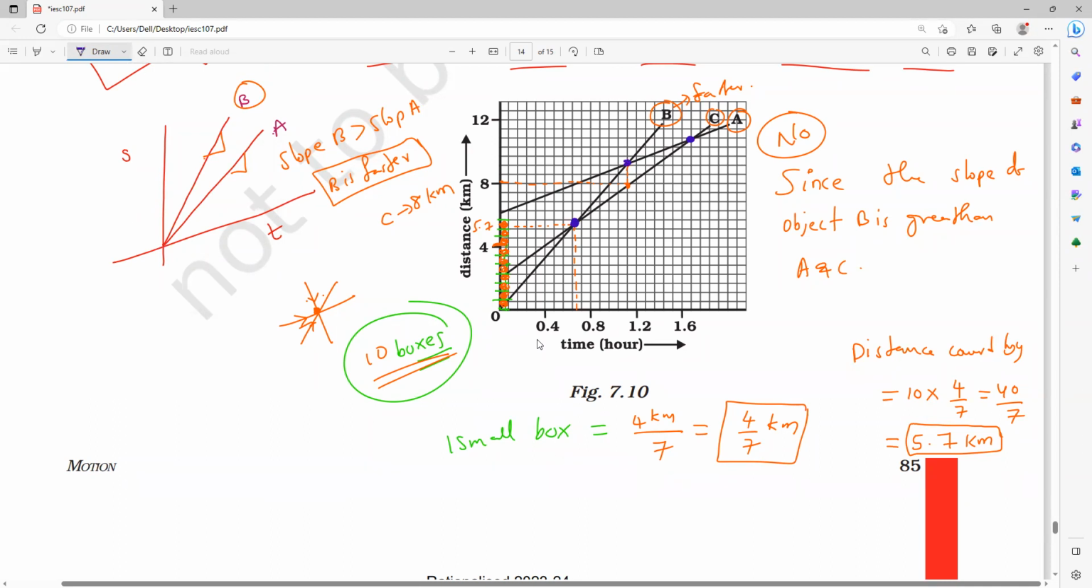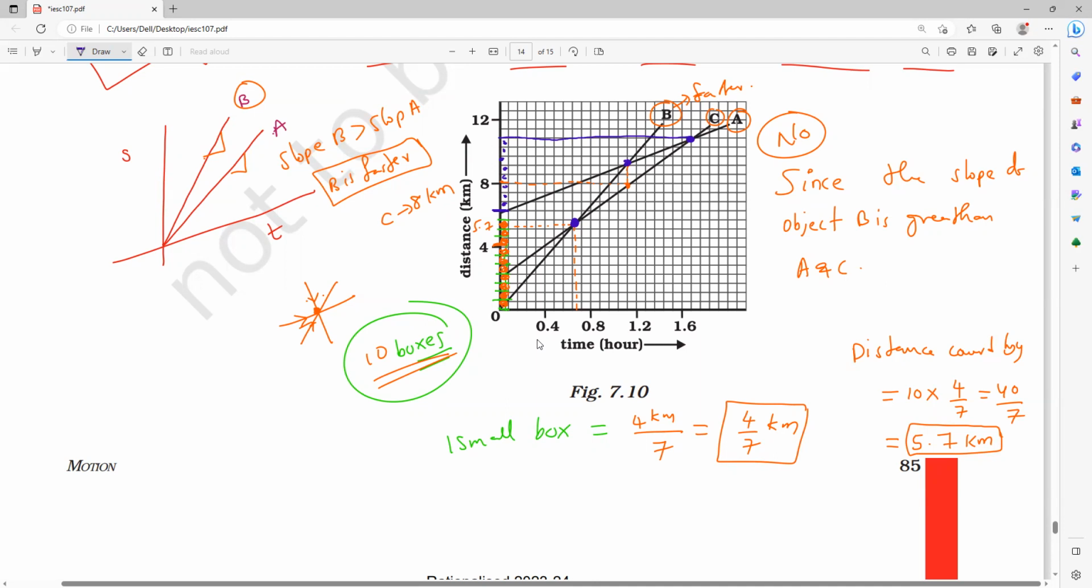Let us find one more question. Can you tell me the distance traveled by C when it is crossing A? Anybody? Everybody see, it is starting at this point. Here it is starting. From here you have to count it. So how many boxes? 1 box, 2 box, 3 box, 4 box, 5 box, 6 box, 7 box, 8 box. Correct or not?